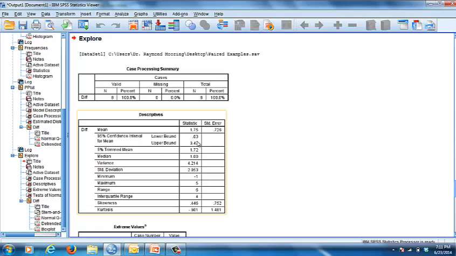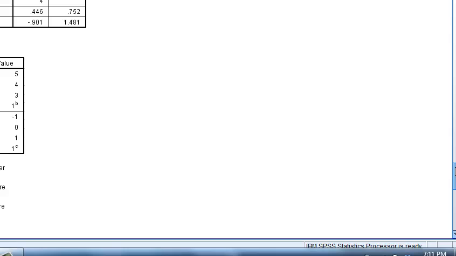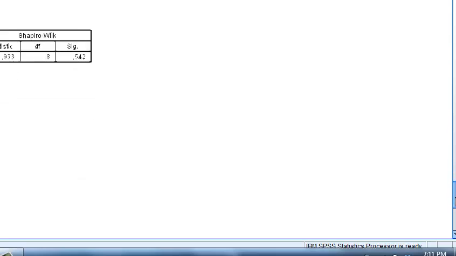What we have is the 95% confidence interval of the mean. We'll talk about that in a minute. Okay. Again, the skewness and kurtosis were given to us. But the thing that I want to show you is, are there any extreme values? Okay. And so you see, there aren't really any extreme values. Okay. So we're good there. And we'll keep going down.